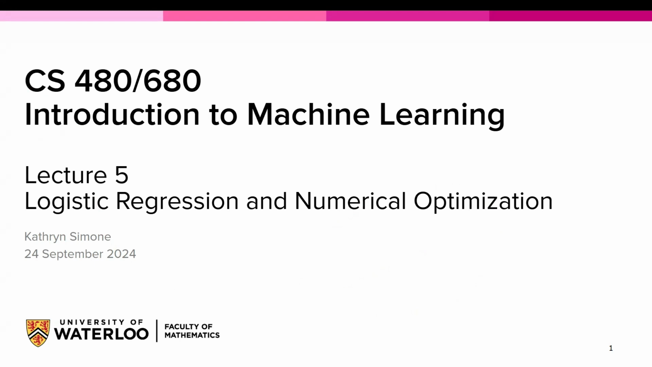And so this is lecture 5, which I've titled Logistic Regression and Numerical Optimization. This is going to combine ideas we had from classification and regression and give us a new technique that'll enable us to assign a level of confidence in the prediction of class labels.